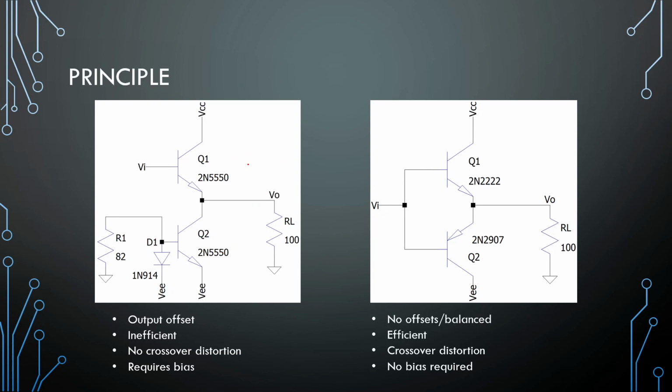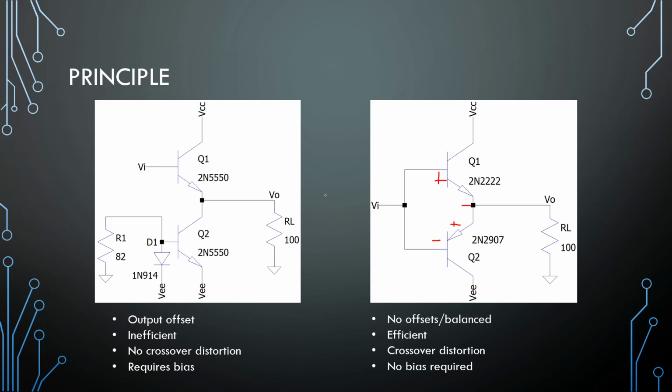Previously we looked at a Class A amplifier and a Class B amplifier. Now the Class A amplifier has output offsets, or you need to provide an input offset to make it work. It is very inefficient, 25% efficiency. There is, however, no crossover distortion, and it requires a bias. A Class B amplifier doesn't require any biasing. It has crossover distortion because these transistors are not switched on. It is very efficient, and it has no offsets because it's balanced.